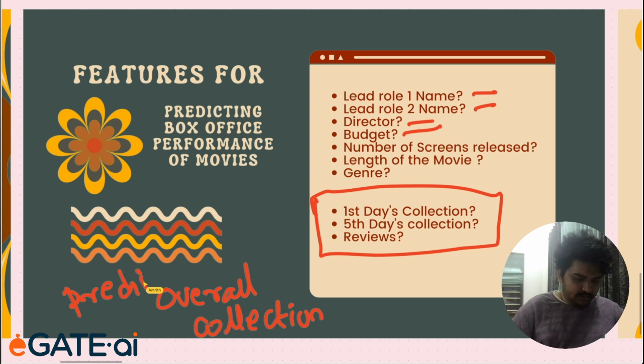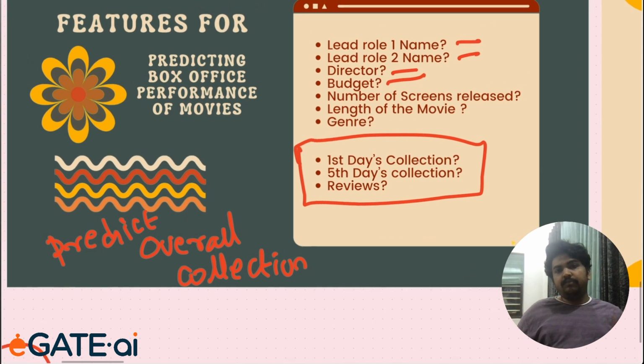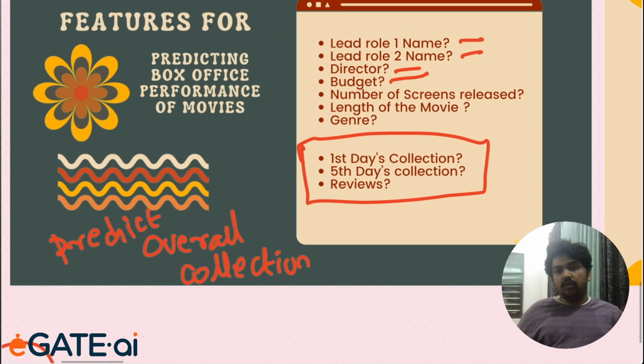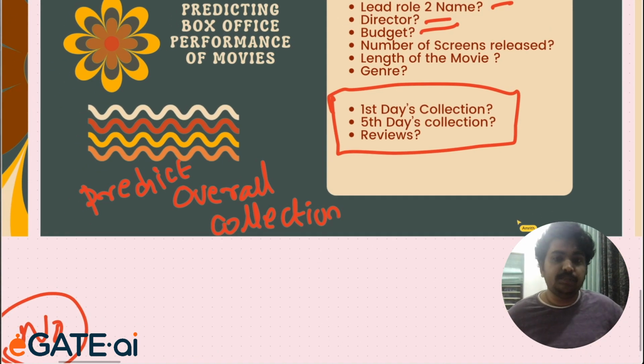We have to predict the overall collection. So does it make sense to include the first day's or the fifth day's collection? Well, to answer that, we have to keep something in mind: who are we designing this for, or for what purpose are we designing this? For instance, we have to keep in mind that these features need to be available for a new input, in this case an upcoming movie, during the prediction as well.